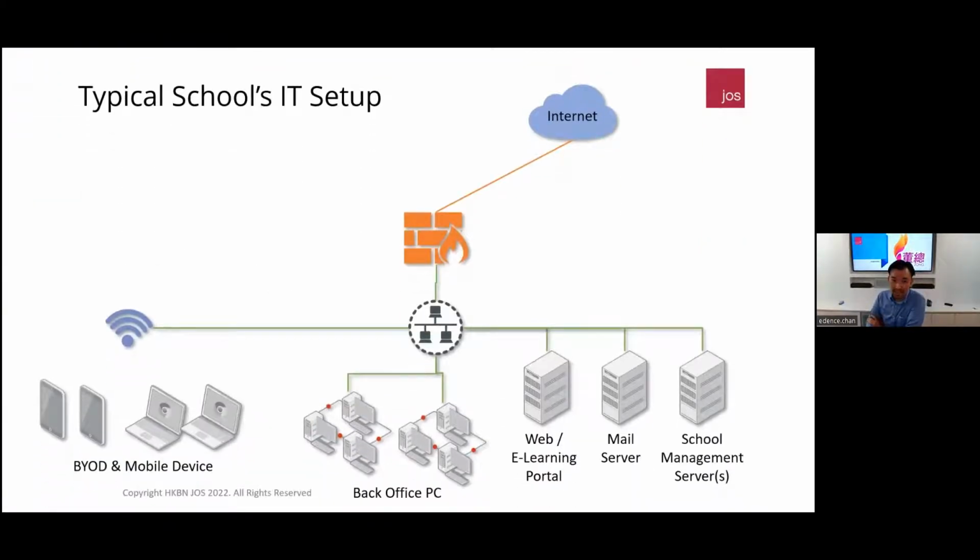Okay, so this is the typical setup for a school. We actually come across many cases where this is how the school is set up. What we learn is that in the usual setup, we have one network where the Wi-Fi devices from BYOD and mobile devices, which are laptops from the school, all connect to the same Wi-Fi. Then they have a back office PC plus a server that connect to the LAN. So we see this is usually the setup in most of the schools that we come across.